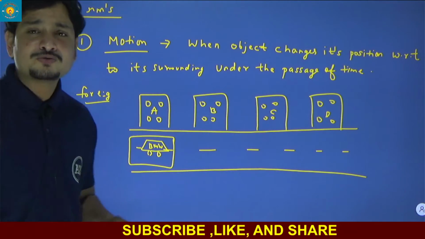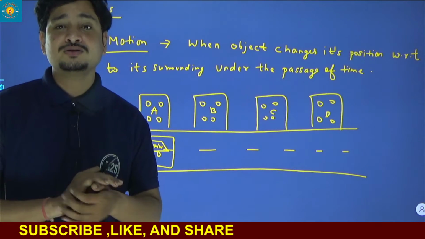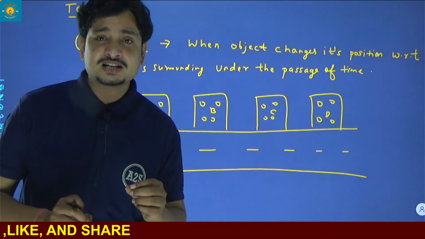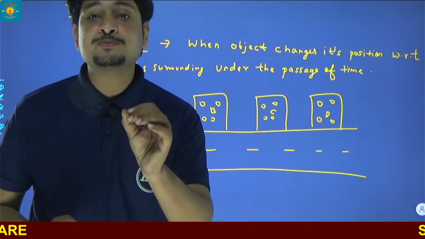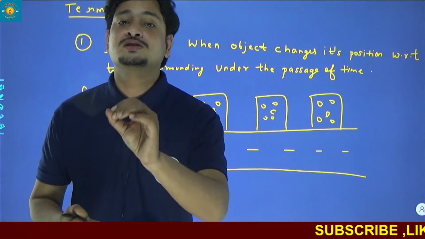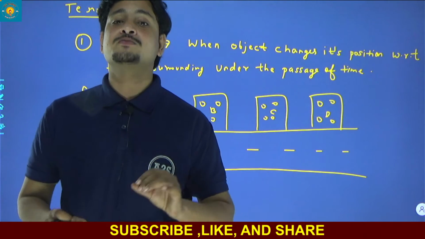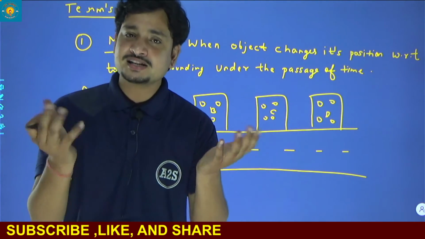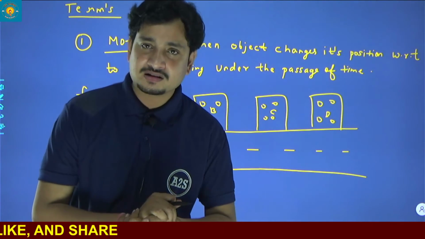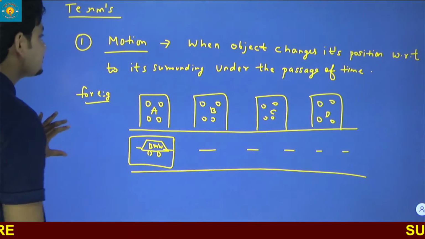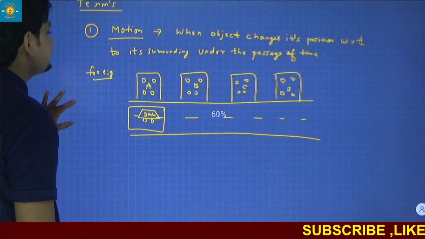building. So what do you guys notice here? You notice here the object which does not change its position with respect to its surroundings under the passage of time, that type of object is in the state of rest. Simple as that. Clear? So what is rest? Just write down its definition.